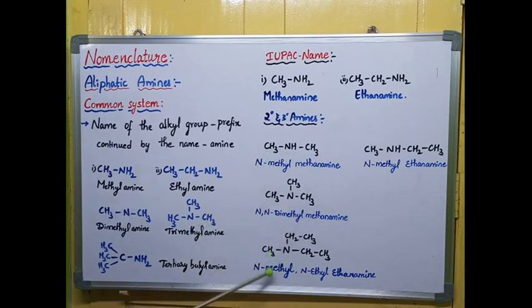Okay, now let us see the last example here. N with CH3, CH2CH3, and CH2CH3. This is actually ethanamine. To this, CH3 and CH2CH3 are attached. So N-methyl, N-ethyl ethanamine. This is the nomenclature of aliphatic amines.